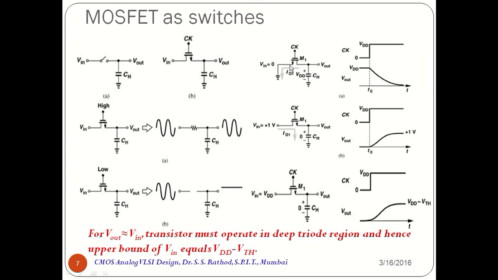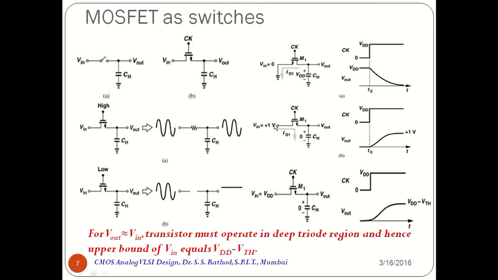Now let us consider this figure in which we are applying input as 0 and the output is assumed to have been charged to VDD. Therefore, when you switch on the switch, all the charge from the capacitor CH will be discharged towards the input side. Therefore, output voltage drops from VDD to 0. In this case, gate voltage is CK and the source voltage is 0, so VGS remains as it is and the switch remains turned on.